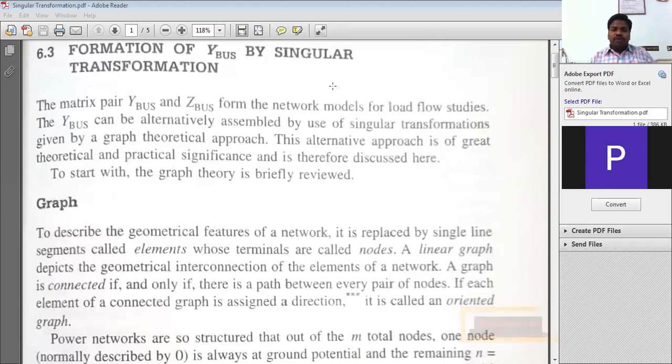Now, to form the Y-bus using singular transformation, you require the information regarding the definitions. Various definitions we have covered in this particular topic. So, see the content that I am going to show you here. First of all, you require a graph. So, you have to draw a graph just by seeing the network of the power system. Later, we are going to see how we are going to draw a graph. Sometimes directly a network is given to you, and by using that network, you can draw a graph from that network. Or sometimes directly a graph is given to you, right?